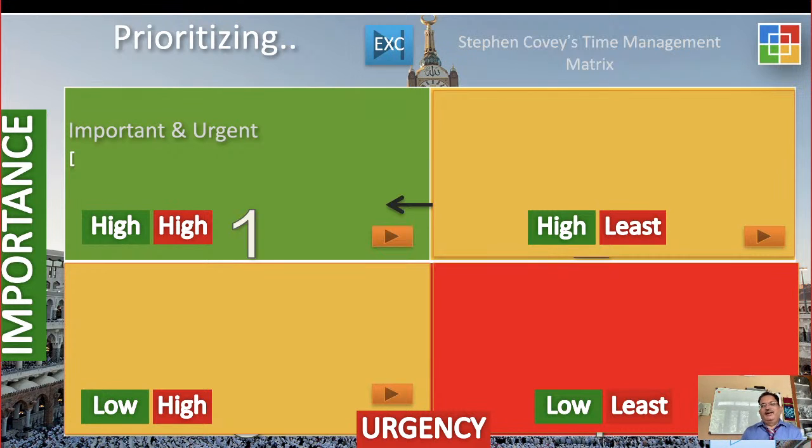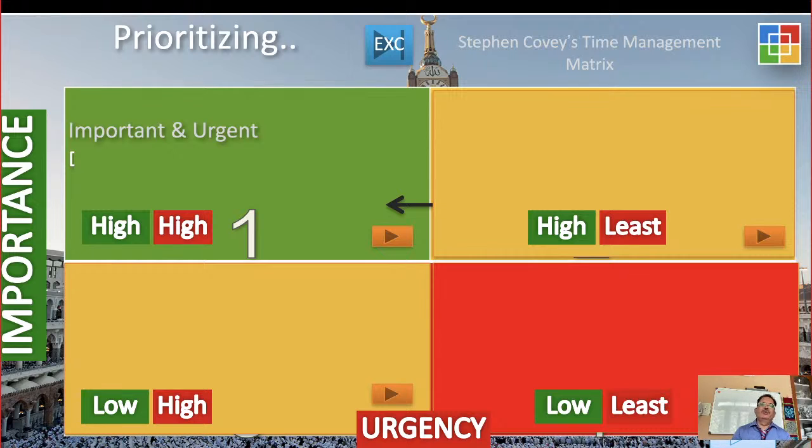Now let's cross check our 24 hours. How do we spend our 24 hours, and what are the tasks which we do in 24 hours?